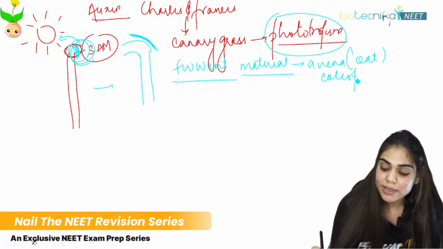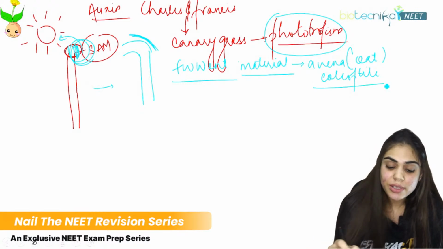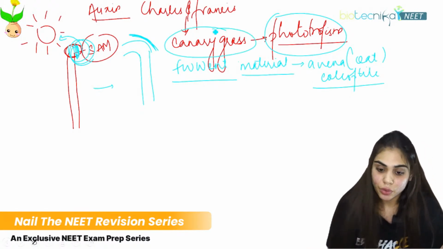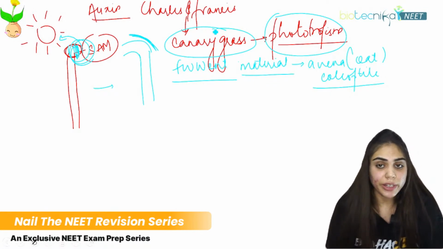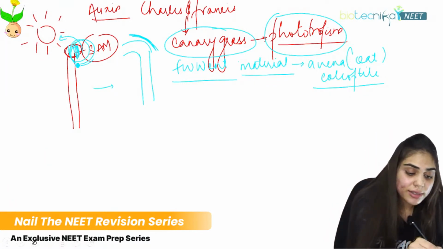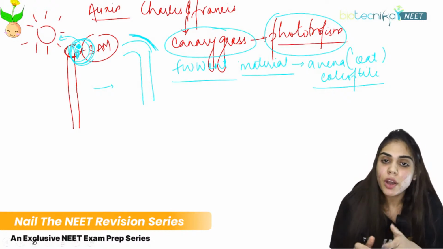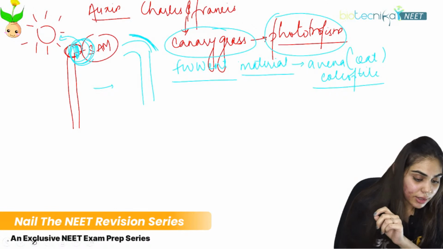Coleoptile. But Charles Darwin used canary grass for his study, and they only explained the phenomenon of phototropism. But F.W. Went proved that this Auxin is a chemical substance that is causing the phenomenon of phototropism, or the bending of a plant towards the light.